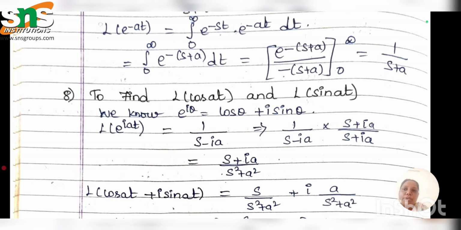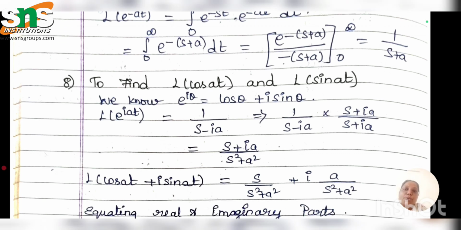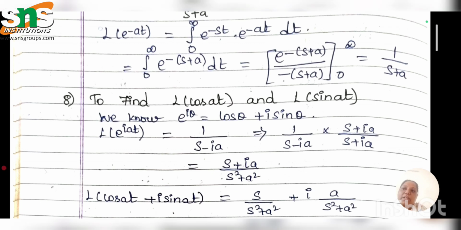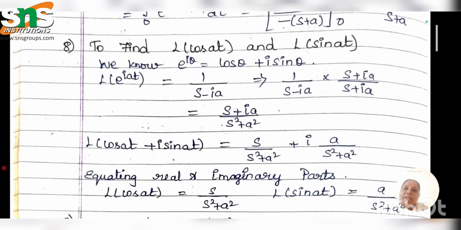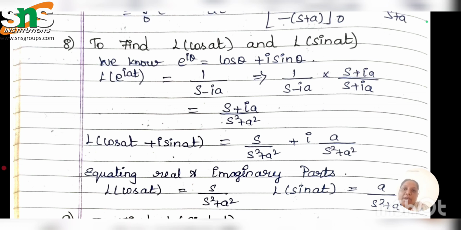So now we are going to separate that expression into real and imaginary parts, like we have done in complex numbers. So here we have the real part x as s divided by s squared plus a squared, and then the imaginary part y as a divided by s squared plus a squared. It is known that cos at is the real part of the exponential function and sin at is the imaginary part. So the Laplace transformation of cos at is s divided by s squared plus a squared, and then sin at is a divided by s squared plus a squared.